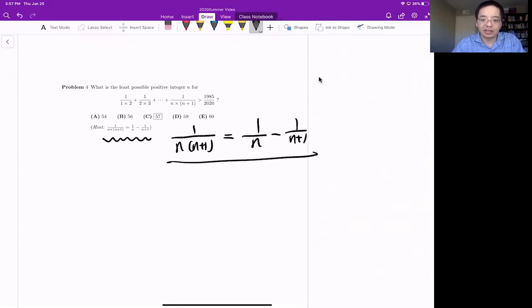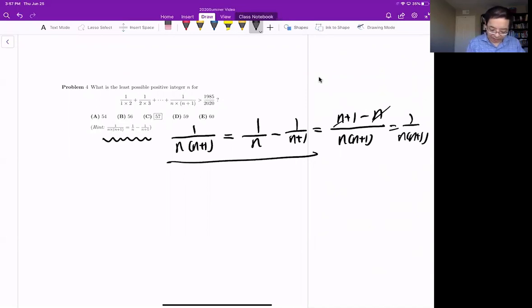Now you can check this by the same approach. If you have two fractions, how do you find the difference? You find the common denominator. I can write this as n times n plus 1 in the denominator. The first one is n plus 1, and the other one is minus n, so the n cancels with n, and you get 1 over n plus 1.